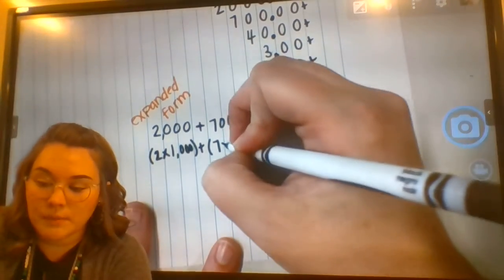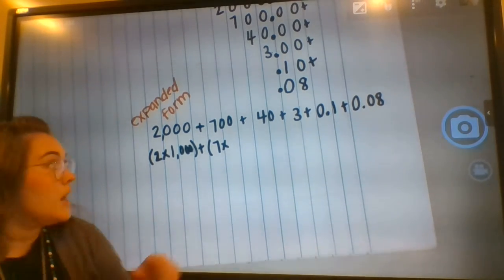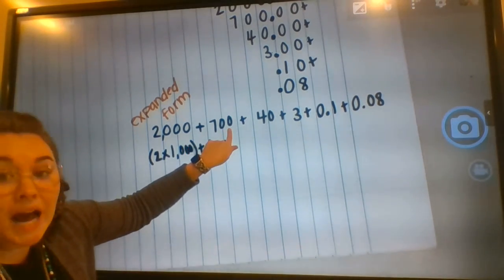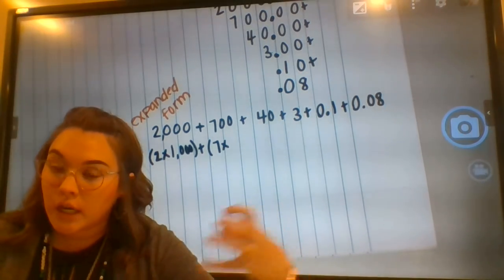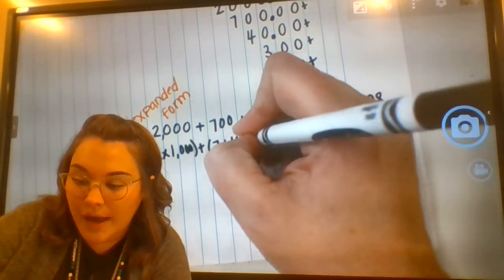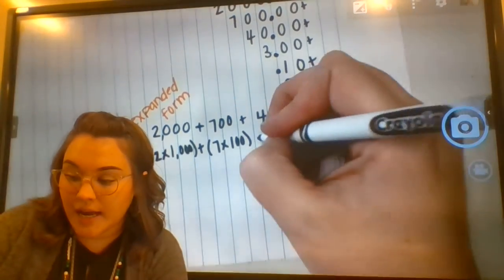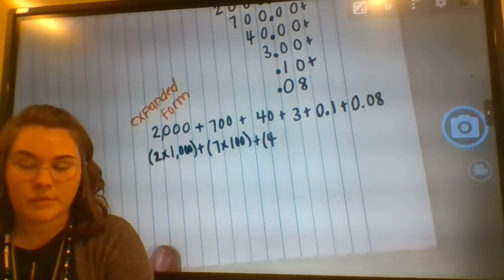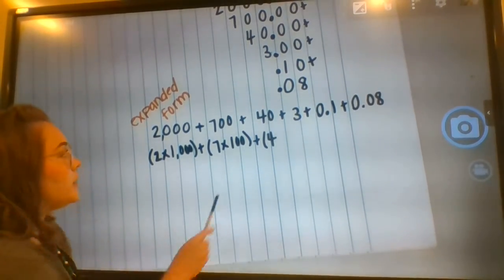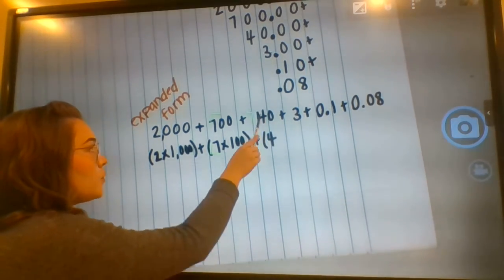We're going to bring down our 7. And we're going to multiply it by whatever place value that 7 is in. And we know that that is 700. So obviously, y'all hear that 700. So we know that we're going to multiply it by 100. And then we're going to add it to, remember, we're going to bring down that 4. What place value is that 4 in? Well, we know it's ones, tens. So we have our 4 in the tens place.